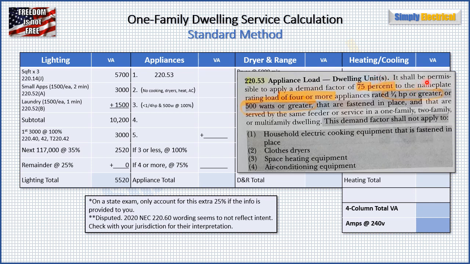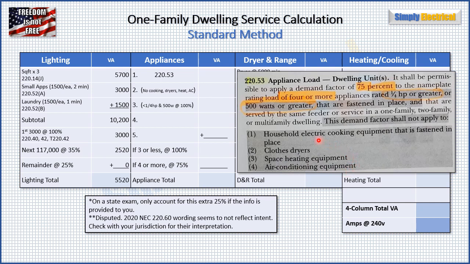It shall be permissible to apply a demand factor of 75% to the nameplate rating load of 4 or more appliances rated 1/4 horsepower or greater, or 500 watts or greater, that are fastened in place and that are served by the same feeder or service in a 1-family, 2-family, or multifamily dwelling. This demand factor shall not apply to household electric cooking equipment that is fastened in place, clothes dryers, space heating equipment, or air conditioning equipment.